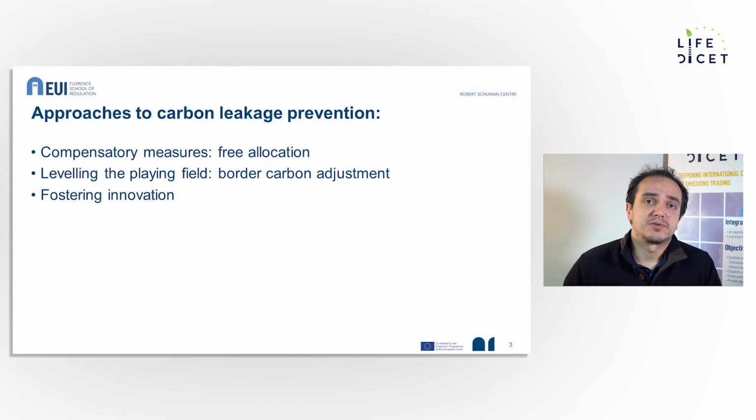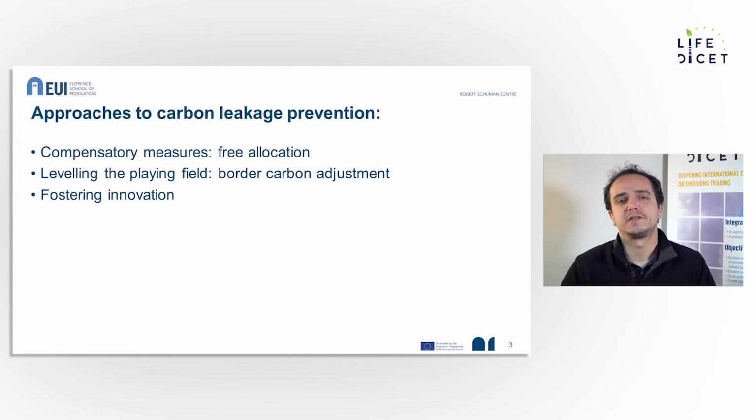Climate policies that regulate energy-intensive and trade-exposed industries, as is often the case with an ETS, are normally accompanied by measures for limiting the risk of carbon leakage related to competitiveness deterioration. If the policy is an ETS, then there are three main approaches to mitigating carbon leakage risk. First, compensating for excessive costs through free allocation of emission allowances. Second, leveling the playing field through border carbon adjustments. And third, directly promoting low-carbon innovation.